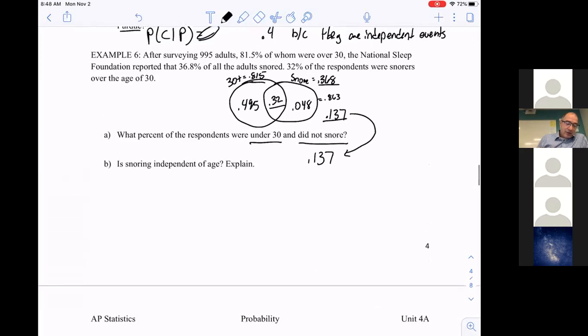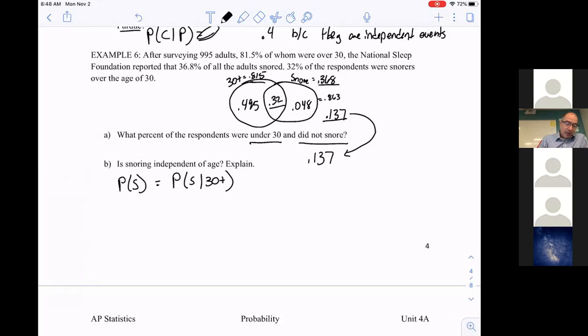And lastly, we're going to ask, are they independent of each other? Again, it's how you choose to want to do this. I am going to compare the probability of snoring to the probability of snoring given I'm 30 plus years old. That's how I'm going to see if these are independent or not. Does the likelihood of snoring increase or decrease given that I'm over 30 years old?